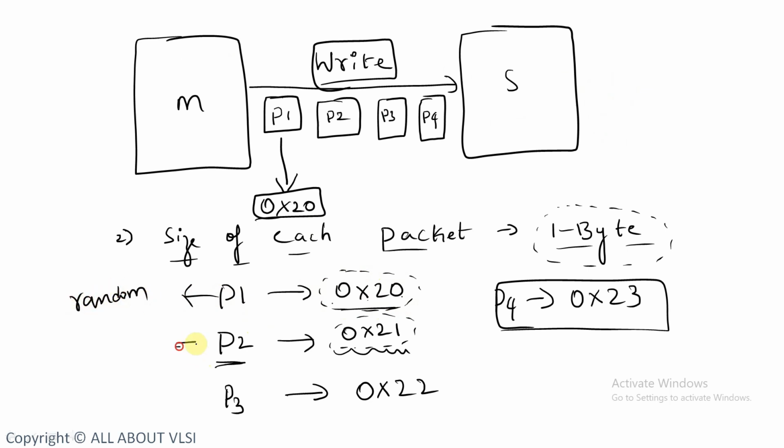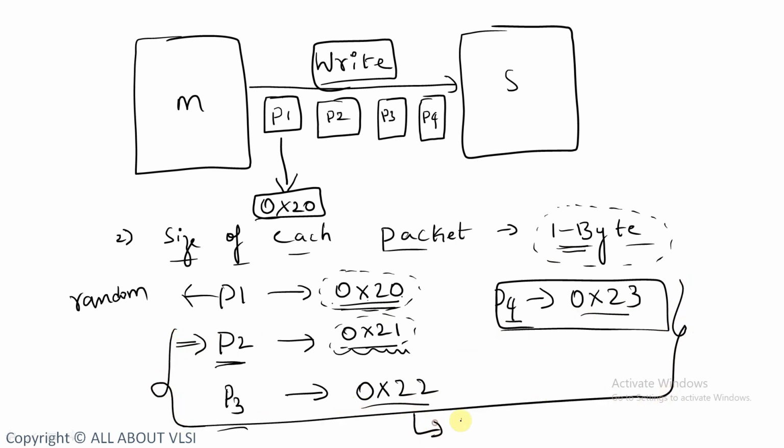From P2 onward we have a relation. How do we get the address for P2? We get the address of P2 by adding 20 with this size, the address for P3 by adding 21 with this size, and for P4 we add 22 plus 1. So you can see these are all sequential in nature. This is how we are going to find out the address of each and every packet in a particular transaction.